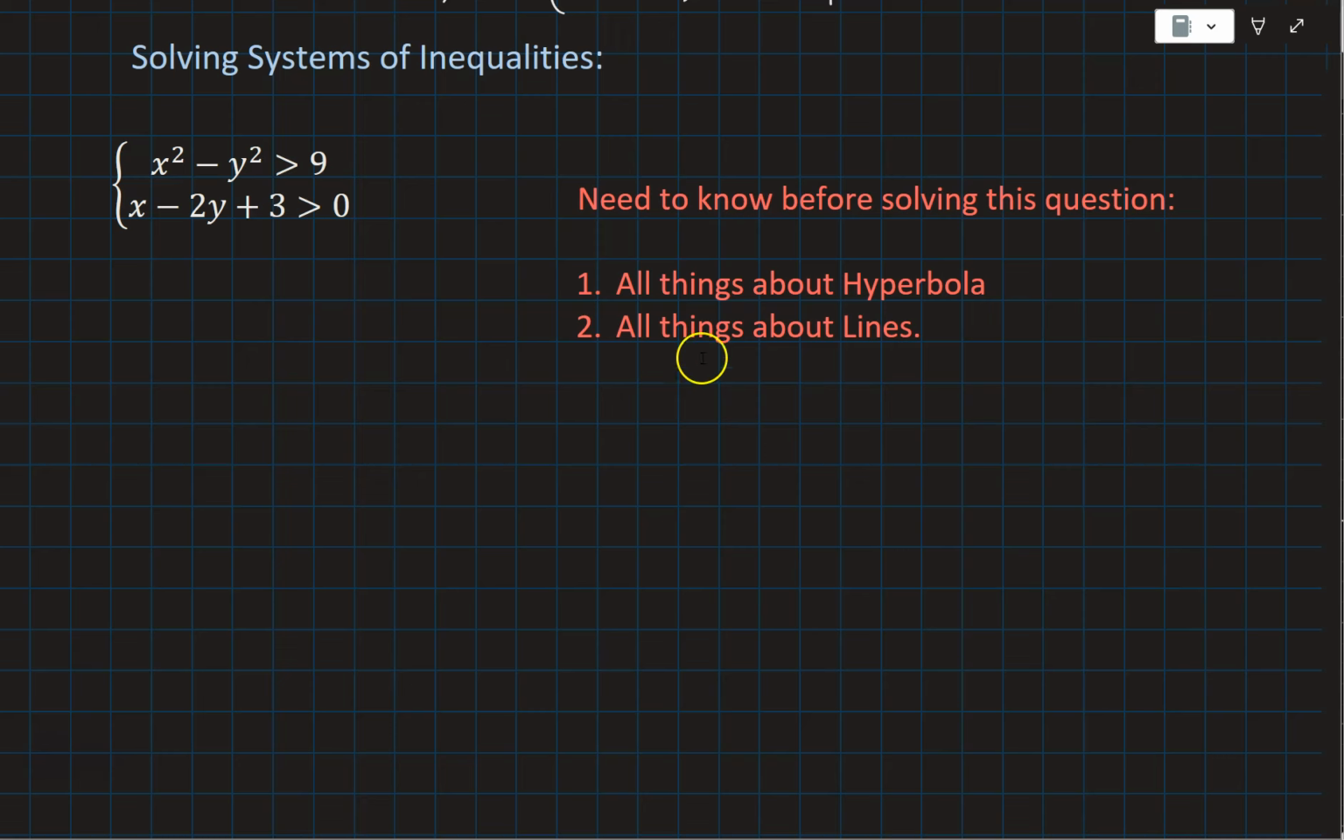The next one that you need to know is everything there is to know about lines: how to graph a line, the slopes, y-intercept, plotting points, and drawing. And that's what you need to do.